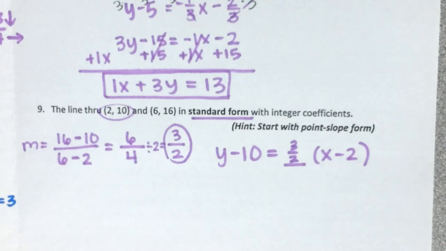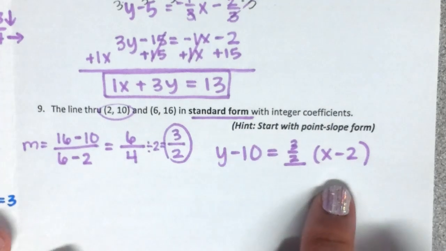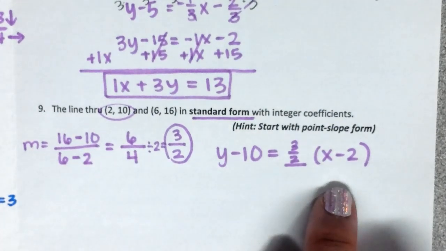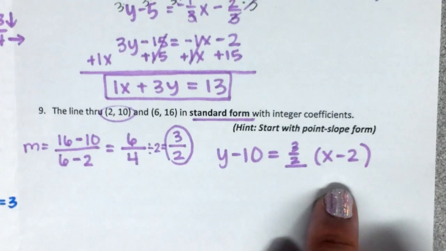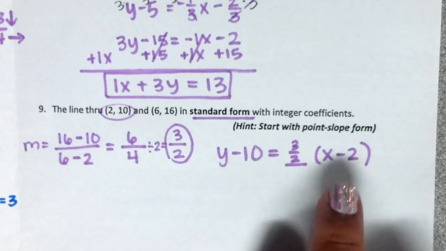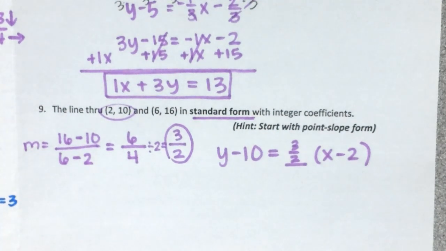Cool. Now what? Now, but that's point slope form. What is the problem? Tell me. Remember, always go back to reading. What is the question asking? Is this standard form? So what do I got to do?